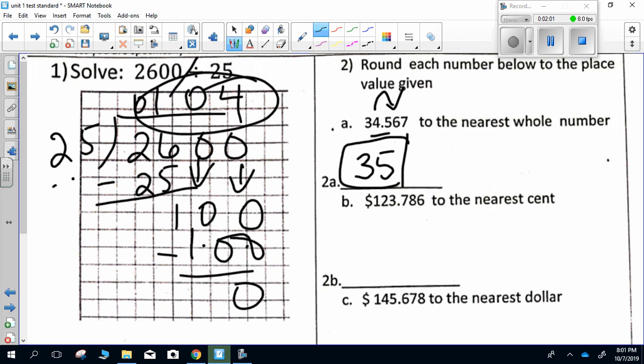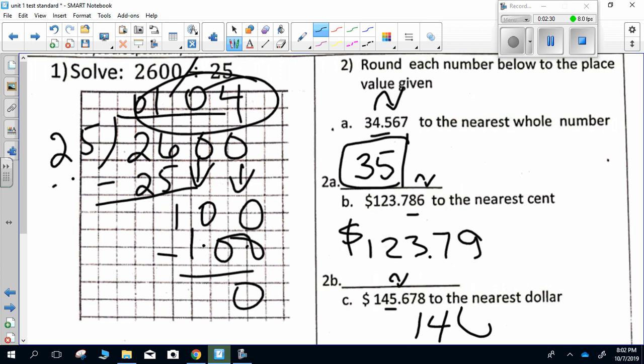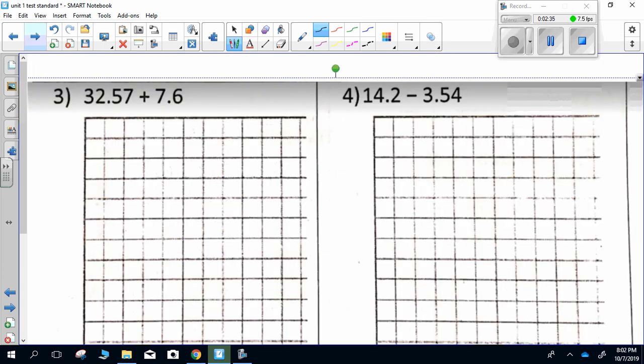Next one, to the nearest cent. The 8 is in the cents place, the hundredths place. Once again, I'm going to look to my right. I have 123.786, but if I round to the 8, it's going to be 123 and 79 cents. And then the final one, round to the nearest dollar. The 5 is in the whole numbers place. Look to my right. 6 is going to push the 5 up 1, so my answer is 146. If you had any extra stuff hanging off of here, that's why you missed it.